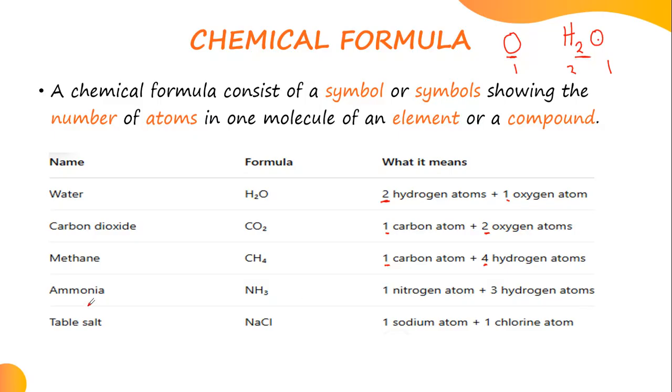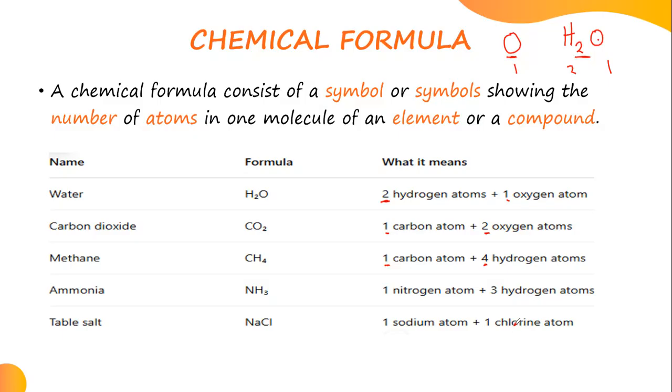Let's go to ammonia. Ammonia, it's NH3. So how many atoms there you see? So we have one nitrogen atom as well as three hydrogen atoms. Let's go to table salt, which is sodium chloride. So there, sodium chloride, we have one sodium atom as well as one chlorine atom. As simple as that. I'm sure you're clear on that one.